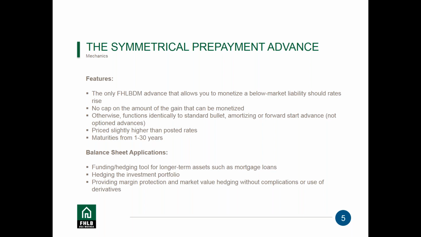So here we are with the Symmetrical Prepayment Advance. As you can see on the slide, it's the only Des Moines Bank advance that allows you to monetize a below market liability should rates rise. We offer a version of the advance with no cap on the amount of the gain that can be monetized. It's going to function the same as a standard advance would otherwise. It's a $100,000 minimum. We currently price this symmetrical contractual feature relative to regular advances, depending on where it is on the maturity scale.